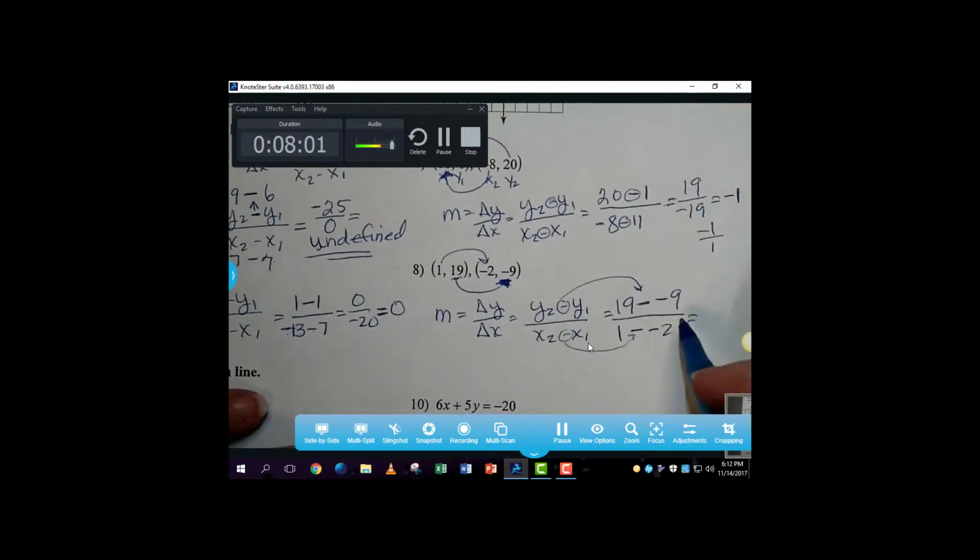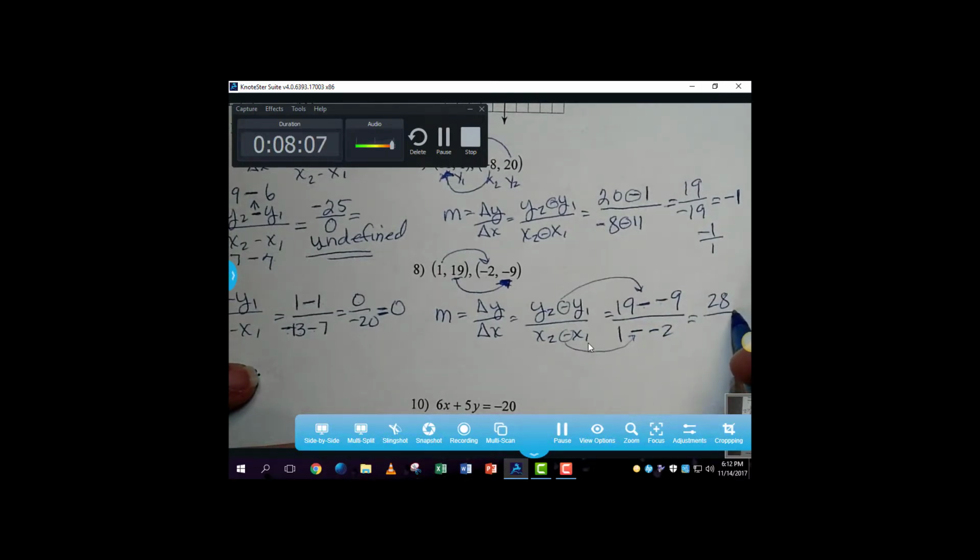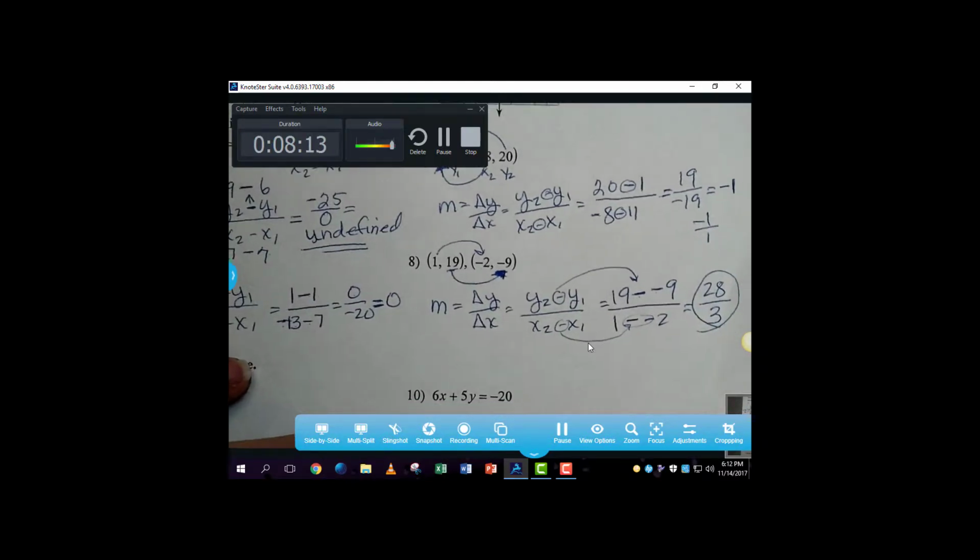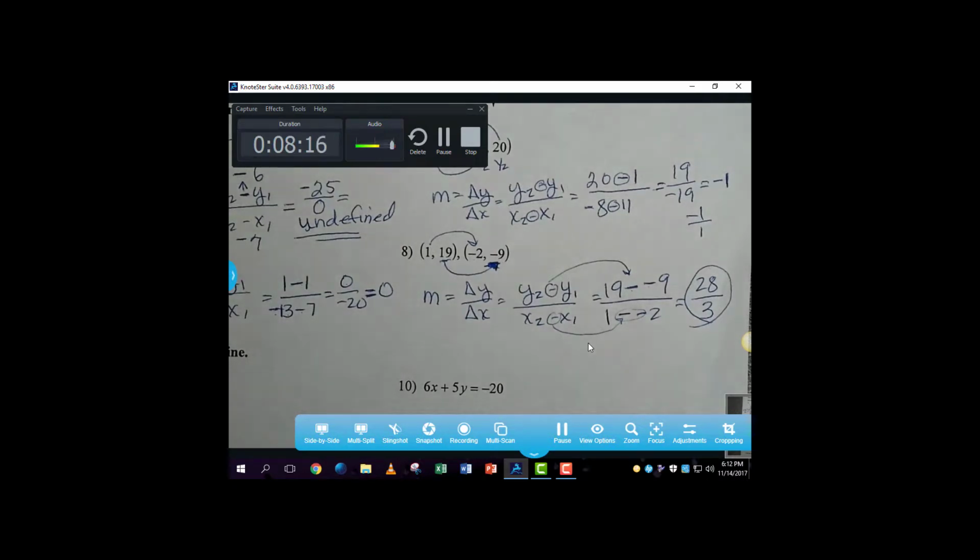So here I have 19 minus negative 9, which, subtracting a negative, is really adding. So that's going to be 28. And then I have 1 minus negative 2. I'm really adding. That's going to be 3. And there's no reason for me to change that into a decimal or anything because this represents the slope.